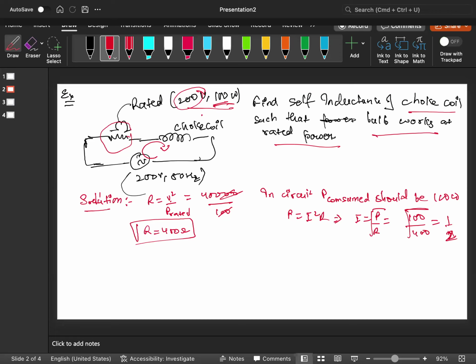If you see carefully, we're getting P equals I square R. If we keep I square R, P was given as 1 by 2 ampere. As per the unit, it should be ampere. Yeah, this is ampere actually.